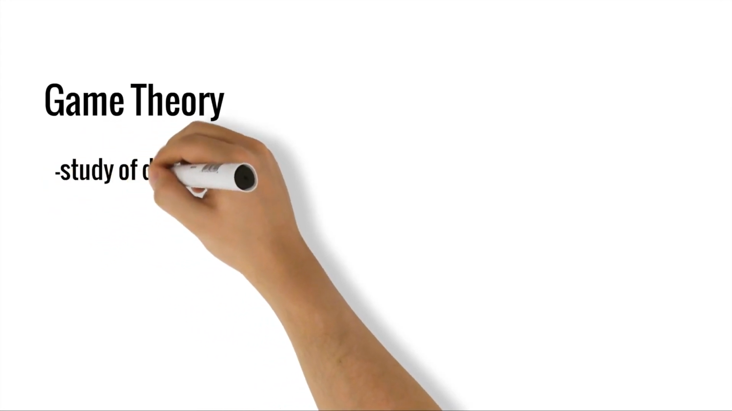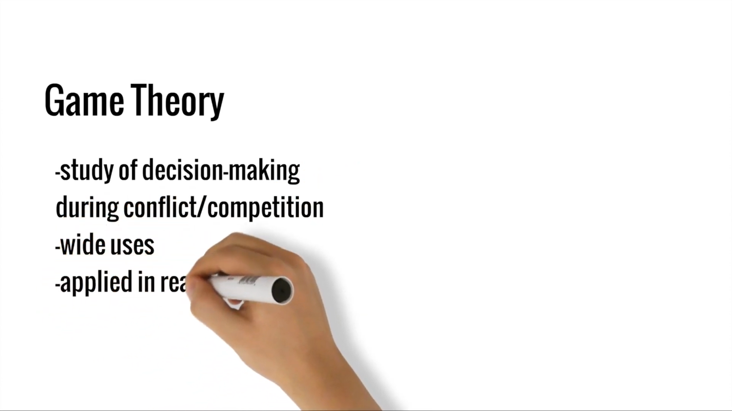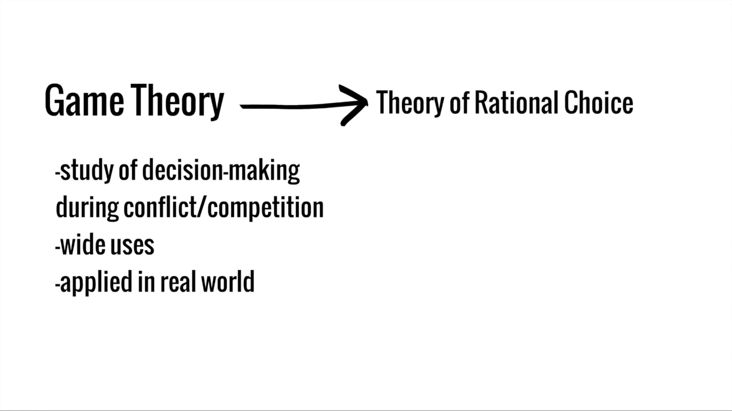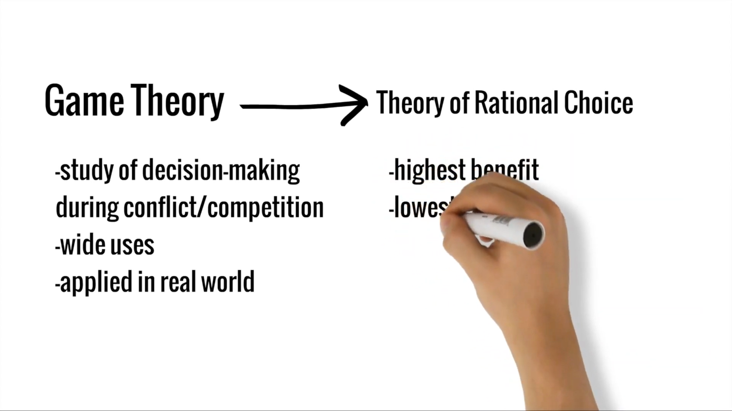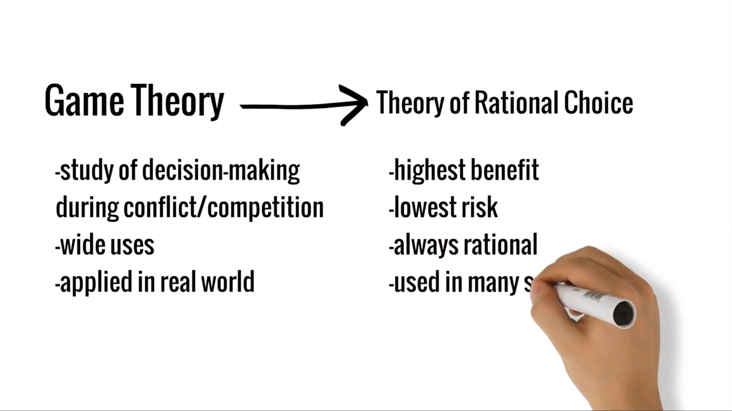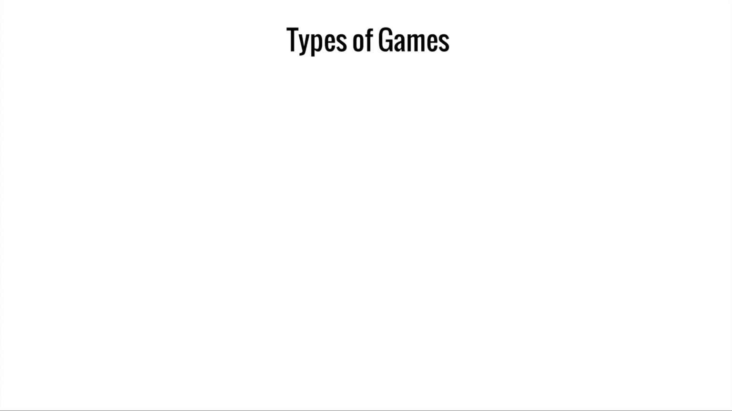Game theory is the study of decision-making during conflict and competition, and it isn't limited to traditionally known games. Rather, it can be used to find solutions to real-world problems by treating them as a competitive game. Game theory assumes that the theory of rational choice holds true, which means that the players will take the most rational decision every time, or the strategy that results in the greatest benefit for the least risk. Game theory has applications in many areas of science, economics, and psychology because of this assumed rationality.